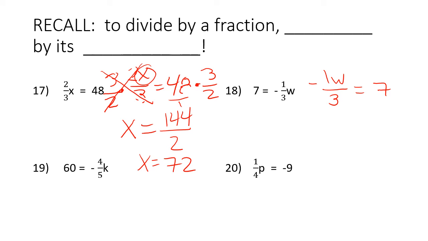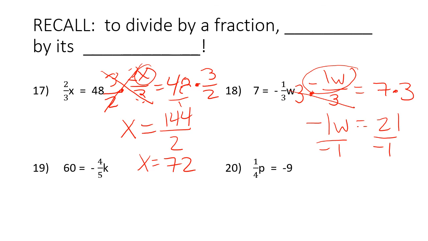The first step would be to multiply by 3 on both sides. When we multiply by 3 on both sides, on the left-hand side, the 3's cancel. We are left with negative 1w equals 7 times 3 is 21. At this point, we still have a 1w, but it's negative. W cannot be negative, so we now need to divide by negative 1 on both sides. The negative 1's cancel. Our answer will be w equals negative 21.